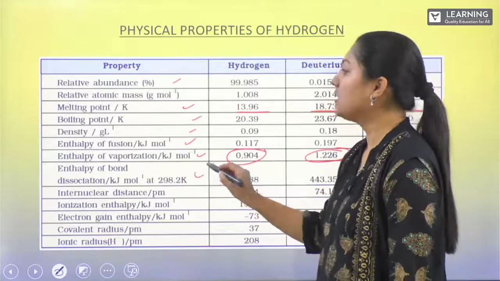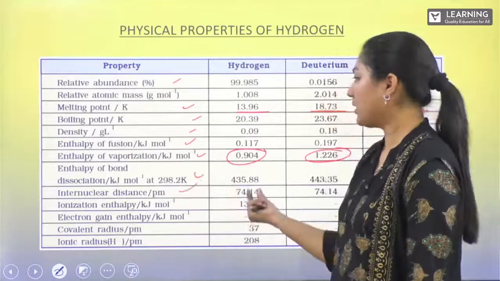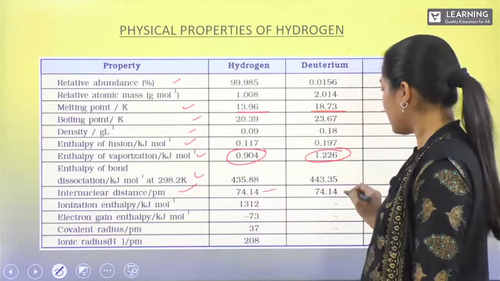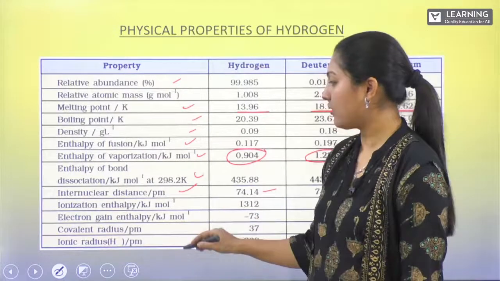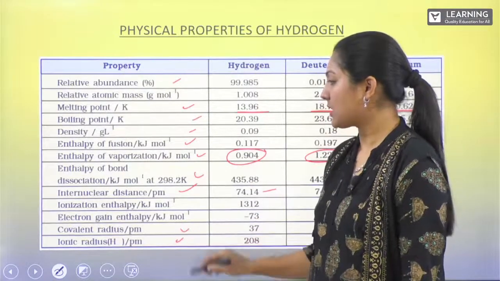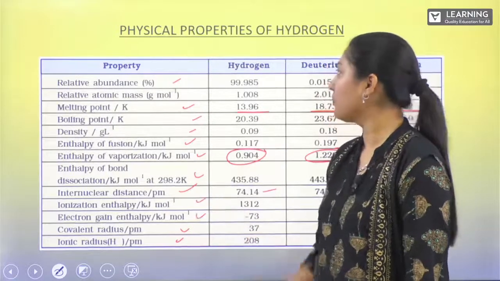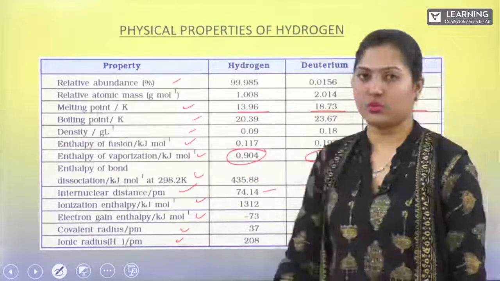Likewise, we have the bond dissociation enthalpy and the intermolecular distance between the atoms. We can just check it out. The comparison is almost the same. Other than that, you can find the covalent radius and ionic radius of hydrogen, and these are some of the basic physical properties of hydrogen.